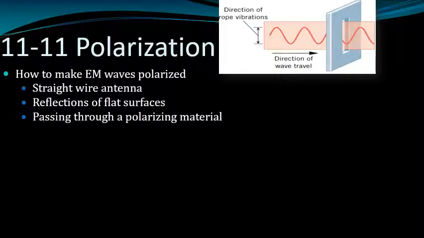We can polarize light by using things like broadcasting with a straight wire antenna. It's just up and down along the antenna. Reflections off flat surfaces. That's why you get polarized sunglasses. Or passing through a polarizing material.